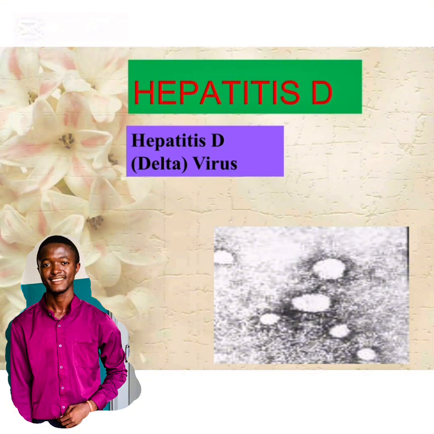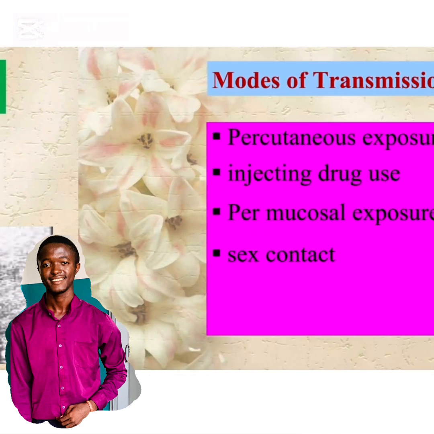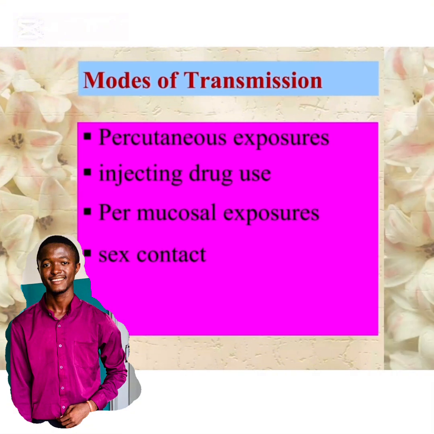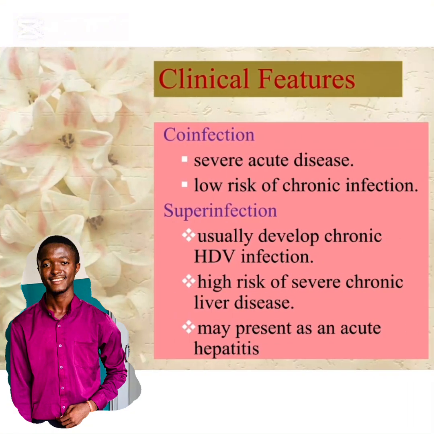Now we go to hepatitis D. Of course, its nickname is Delta virus. So if you want to remember this virus, just make it into a mnemonic as Delta. Now, what is the mode of transmission? Percutaneous exposures, injection drug use, permucosal exposure, and also sexual contact. So drug abuse and also sexual contact appear here.